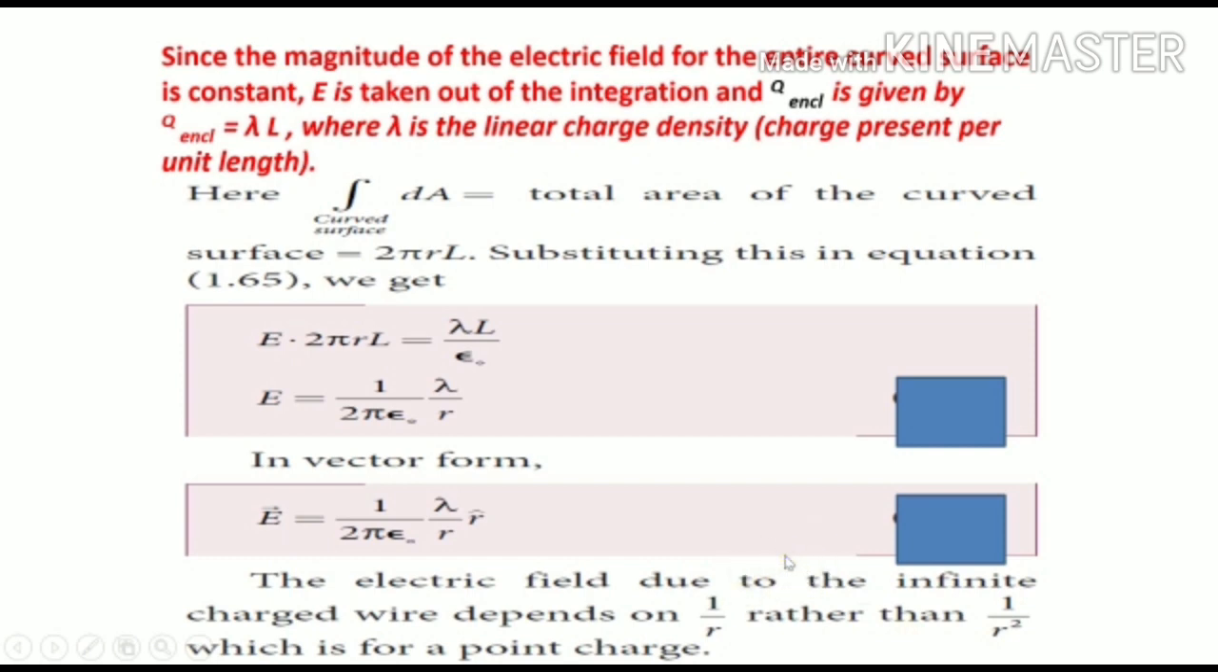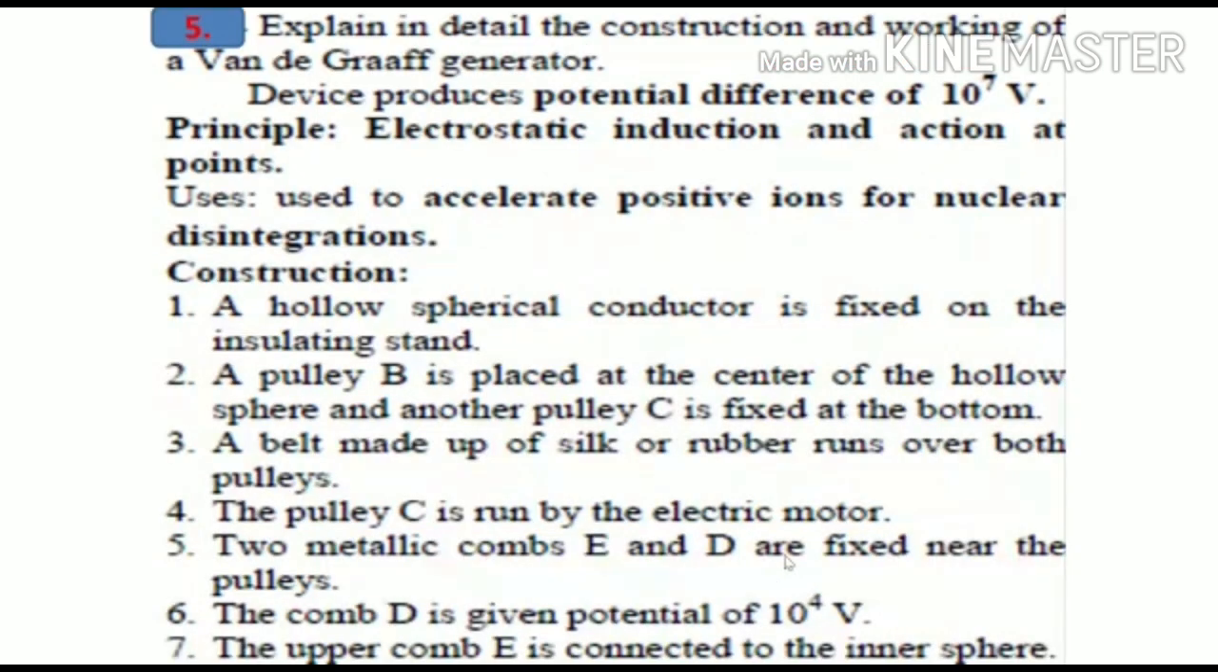Shall we move to the next question? Explain in detail the construction and working of the Van de Graaff generator. This device produces a potential difference of 10 to the power 7 volt. First, you write the principle: electrostatic induction and action at points is the principle used. You write the principle. What are the uses? It is used to accelerate positive ions for nuclear disintegration.